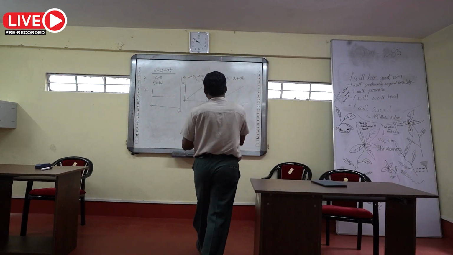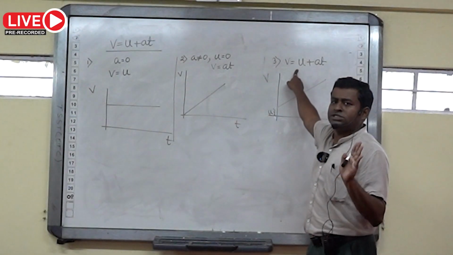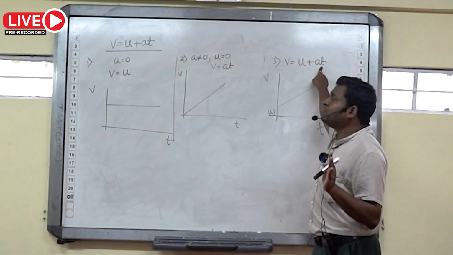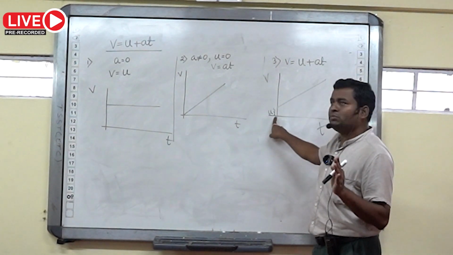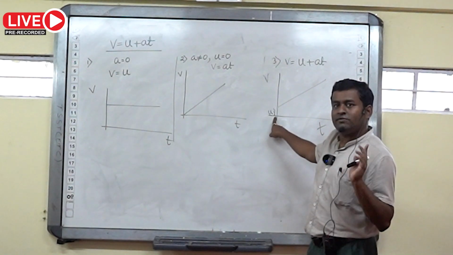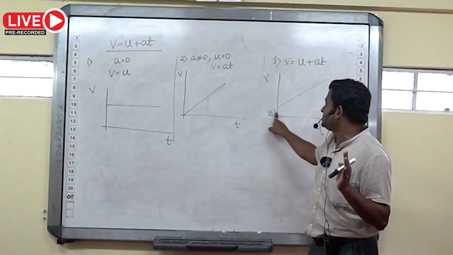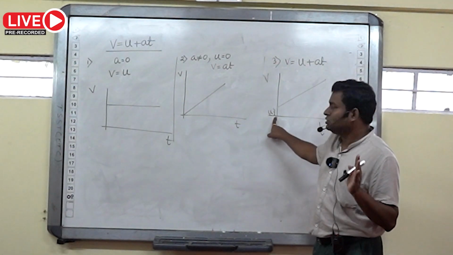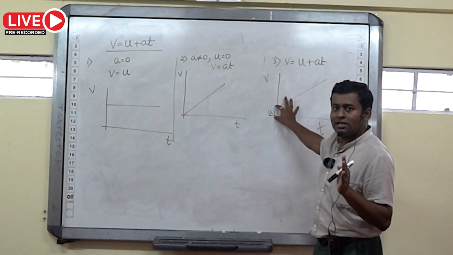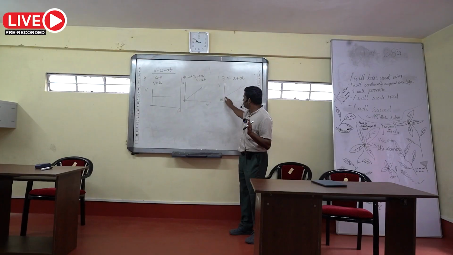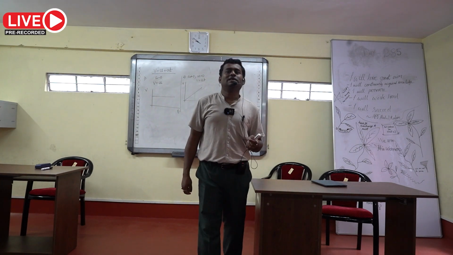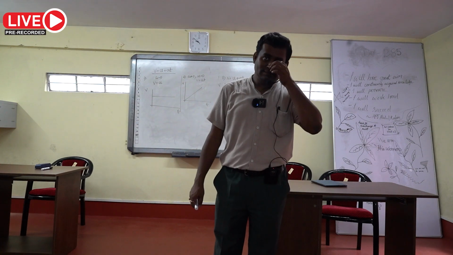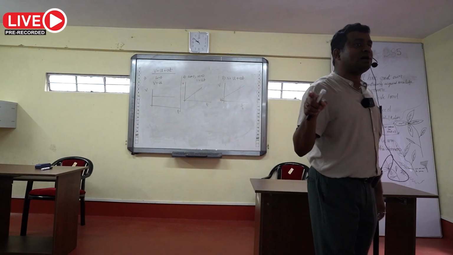See, if u is not 0, then if you put t equal to 0, what will be the value of v? u. So t equal to 0 means this point. At this point v is not 0, which means the graph will not intersect at the origin. So I consider here that this is the velocity of the particle at t equal to 0, which is called the initial velocity, and the remaining graph will be a straight line because there is no t square like term.